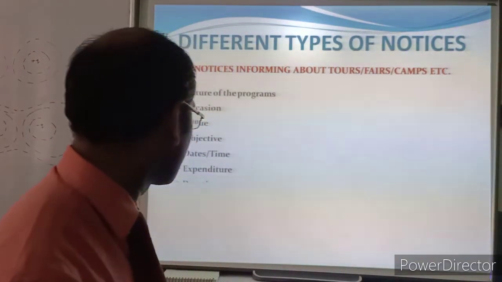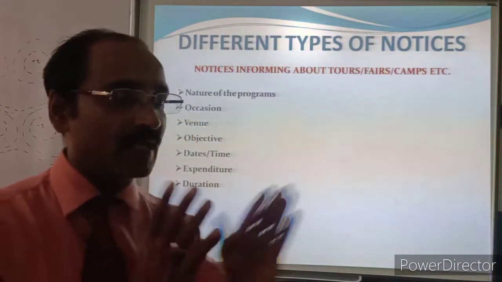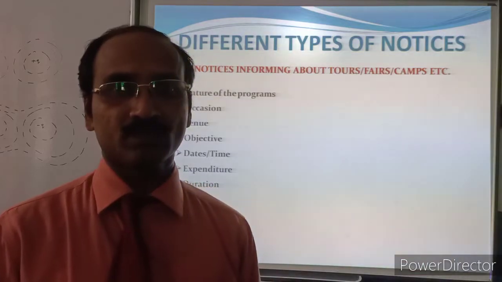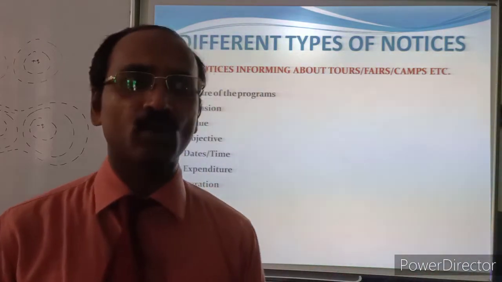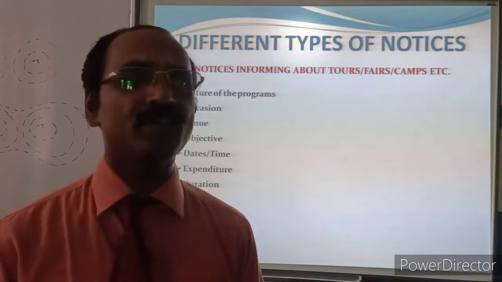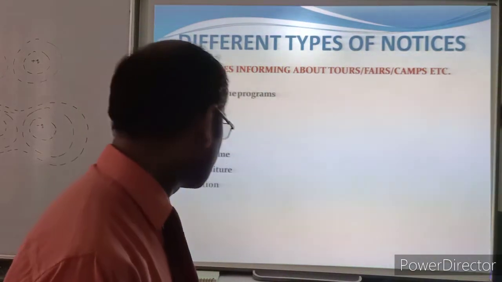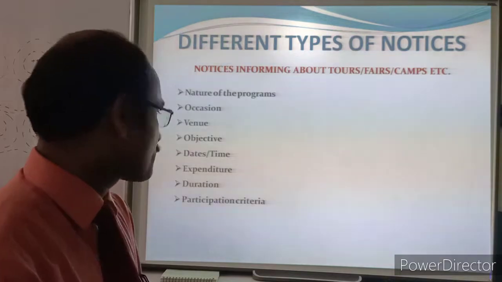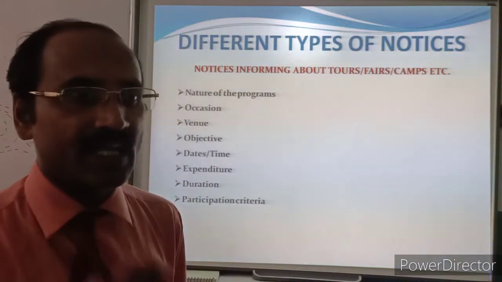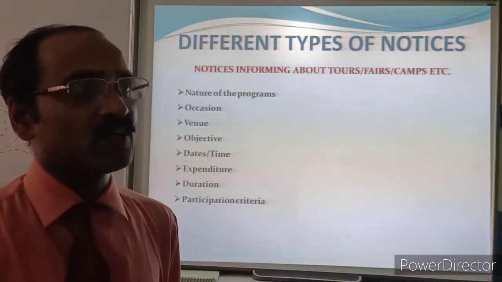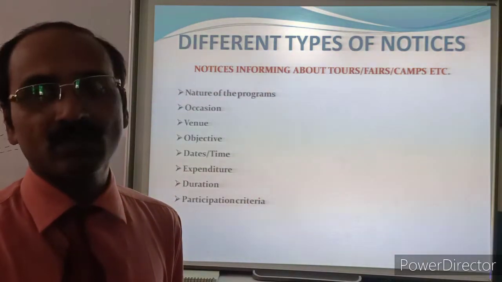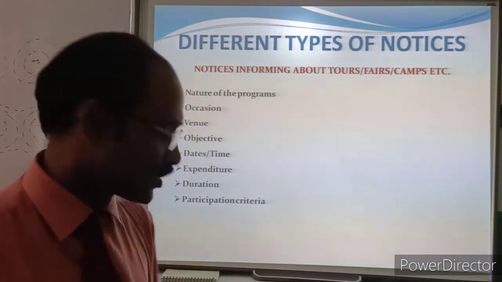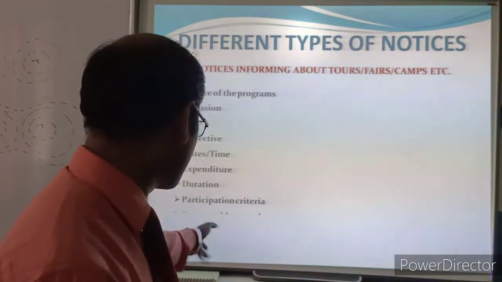Any amount you can mention. Duration: how long will the tour take? One day, two days, three days, five days. A study tour means maybe a minimum of 3 or 5 days you have to spend. Then participation criteria: what are the criteria of participation? Suppose you have any disease or any problem, then you may not be allowed to go for the tour. So the criteria is there.